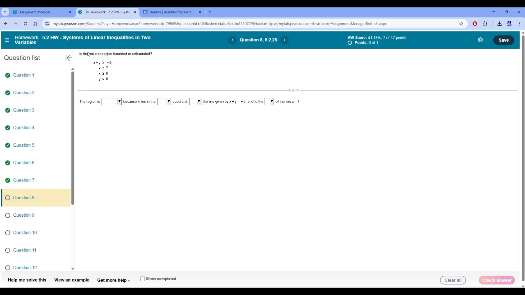Alright, bounded or unbounded. This is greater than -5. This is between 0 and that. So I'm thinking this one's kind of like one of those. I'm going to say this region is bounded because it's between 0 and 7, so that's the first quadrant, and below the line and to the left of x equals 7.